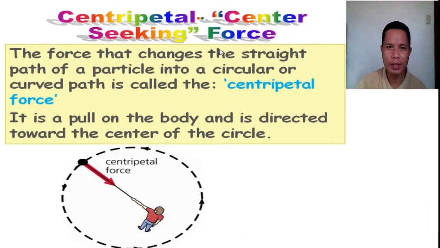We have the centripetal, center-seeking force. The force that changes the straight path of a particle into a circular or curved path is called the centripetal force. It is a pull on a body and is directed toward the center of the circle. In the drawing, we have the boy and may hawak siyang string na may ball sa dulo. Pinapaikot niya. Okay? So, the force inward at the center is called the centripetal force. The red arrow is the centripetal force.